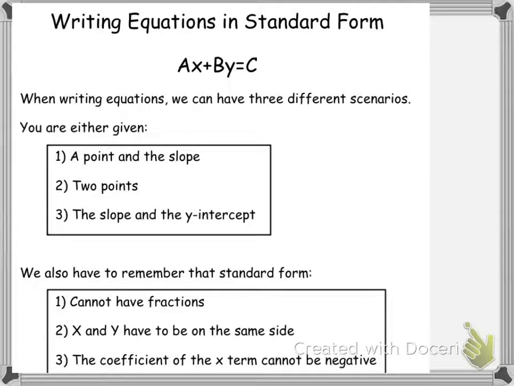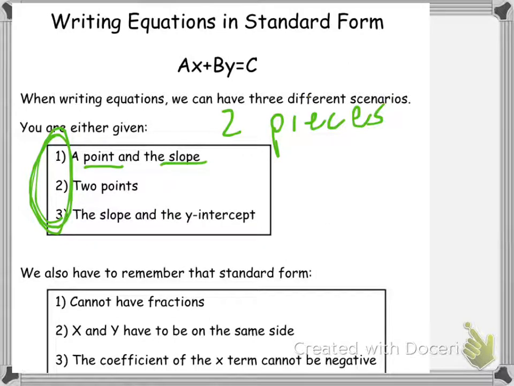Alright, here we go, writing equations in standard form. So a couple of key things. As stated before, you're always given one of these scenarios. It's always two pieces of information. It's either a point and a direction, or 2 points, and this is really the same thing as that, only the y-intercept is a special point.